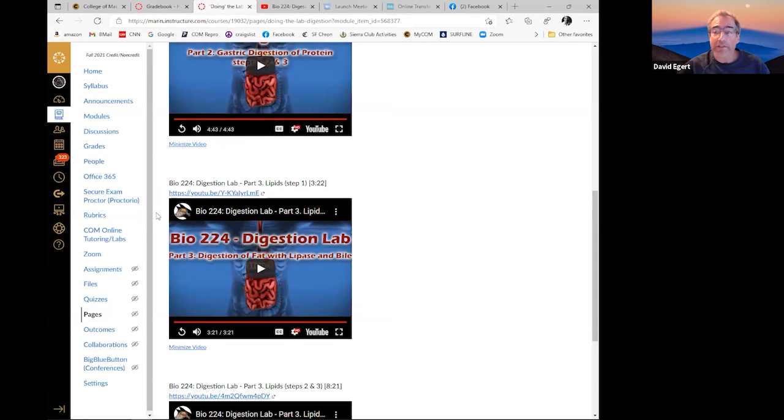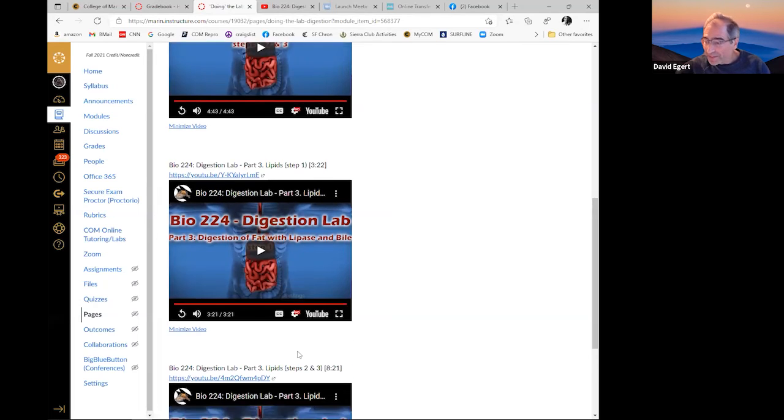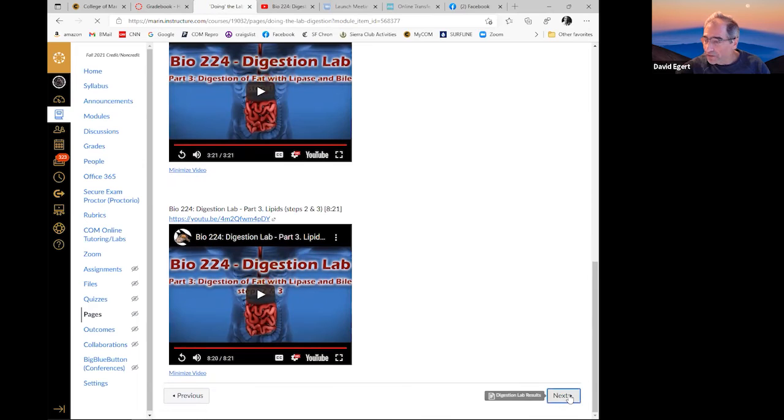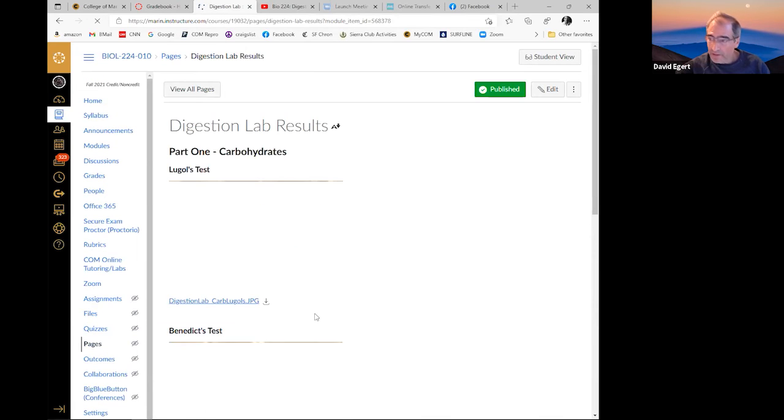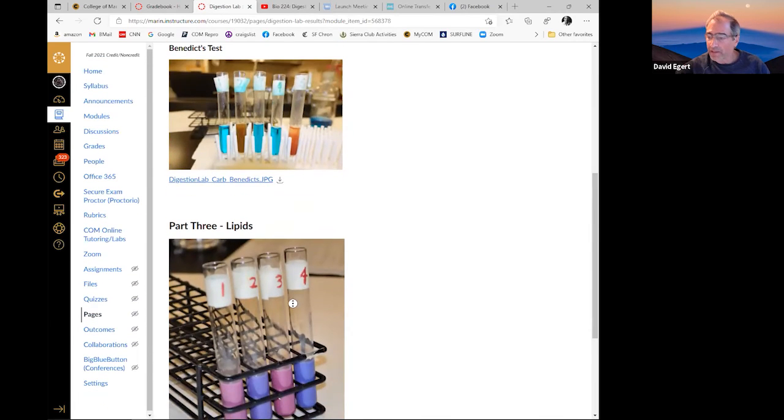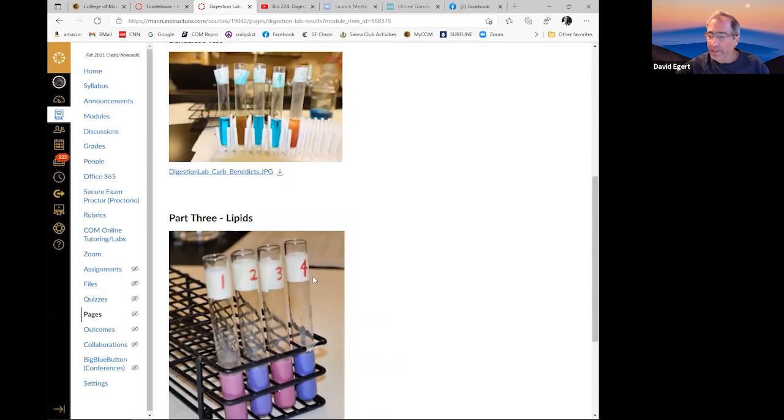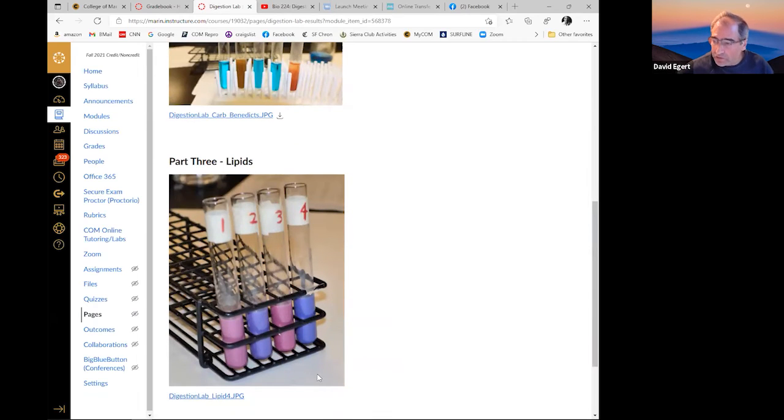The one other thing that the lab manual says that we didn't show you here is it asks you to smell the different test tubes from the lipid digestion part. What I can tell you is, and in this picture I did the lighting so you could see a little better, test tube 3 was a bit more intense pink than test tube 1.